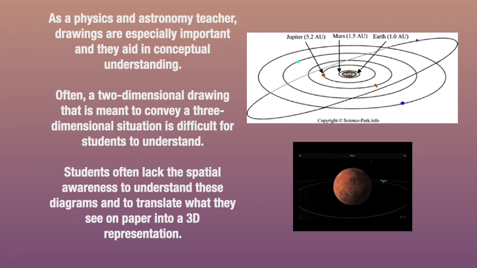The connection for me really came because as someone who teaches physics and astronomy, this idea of perspective is really important. And I find that students often struggle with that. They have a lack of spatial awareness, and especially in a course like astronomy, most everything they see in a book is two-dimensional, and they have to figure that out and then make a translation over to a three-dimensional representation, and that can be very difficult.